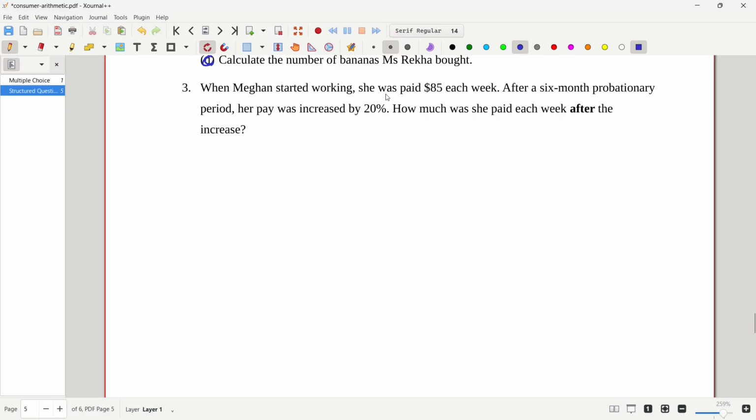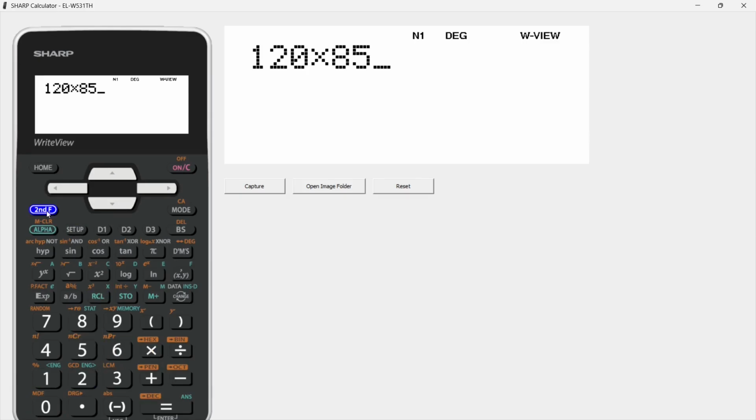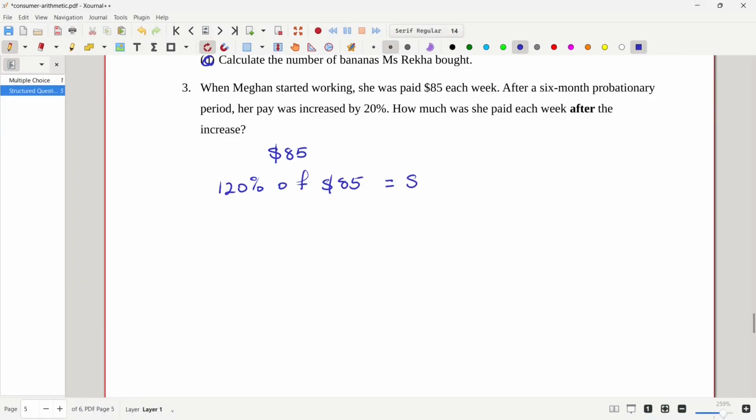When Megan started working, she was paid $85 each week. After a 6-month probationary period, her pay was increased by 20%. How much was she paid each week after the increase? Okay, so she started at $85 a week. She's now earning an increase of 20% more. So that means 120% of that $85 is her new earnings. Let's do that on the calculator. 120% times 85, 102. So she's now earning $102 per week.